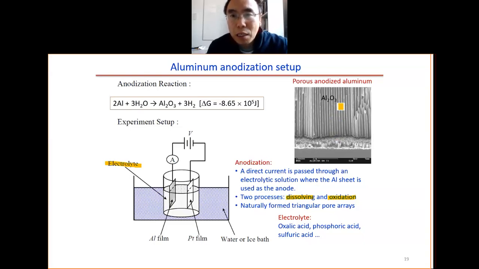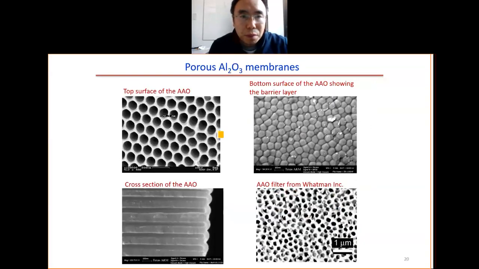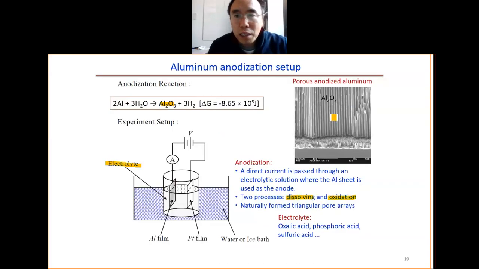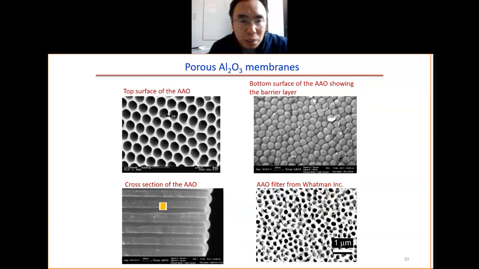In the end, the aluminum is all converted into aluminum oxide, and you have the pores inside the aluminum oxide. So there's the overall chemical reaction: aluminum with water forms aluminum oxide and hydrogen. So here's the structure. This structure is shown again here. We have this pore in the aluminum oxide, and at the bottom we have this barrier layer here.